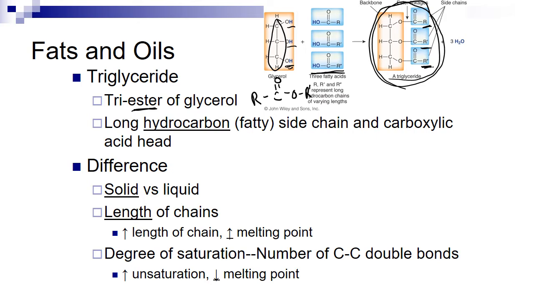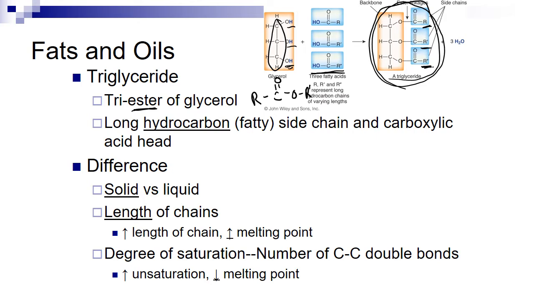Now, depending on what side groups you have, that's going to determine whether you have a fat or an oil. And what we're going to base it on is, well, in your mind, what is the difference between a fat and an oil? Well, we talked about vegetable oil, olive oil, canola oil. Those are all things that you can pour. They're all liquids. And fats, generally, we think of fats as being solids, and that is the general rule of thumb. A fat is a solid and an oil is a liquid.